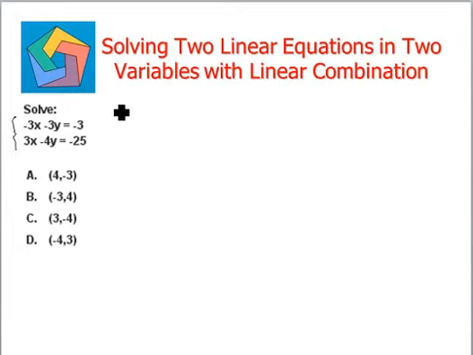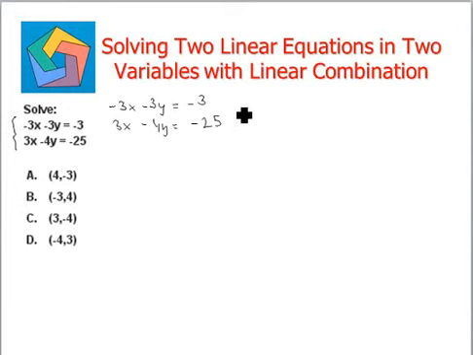Let's rewrite them. Negative 3x minus 3y equals negative 3. Second is 3x minus 4y equals negative 25. Now what our method would be, we first eliminate one of the variables and solve for the other. After finding the value of one variable, we plug the value of that variable in any one of the equations to find out the other.